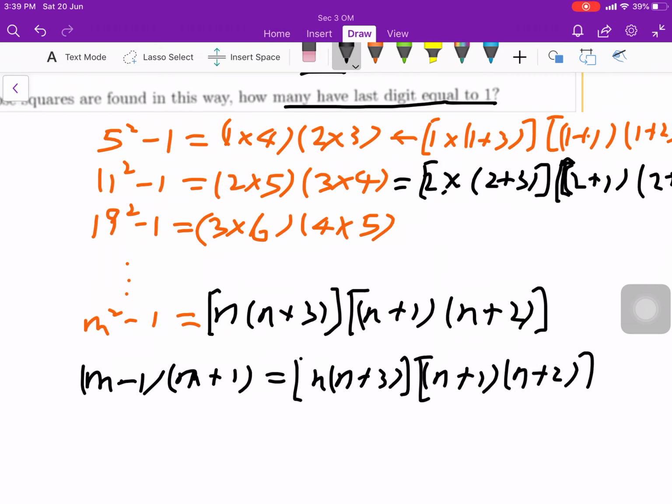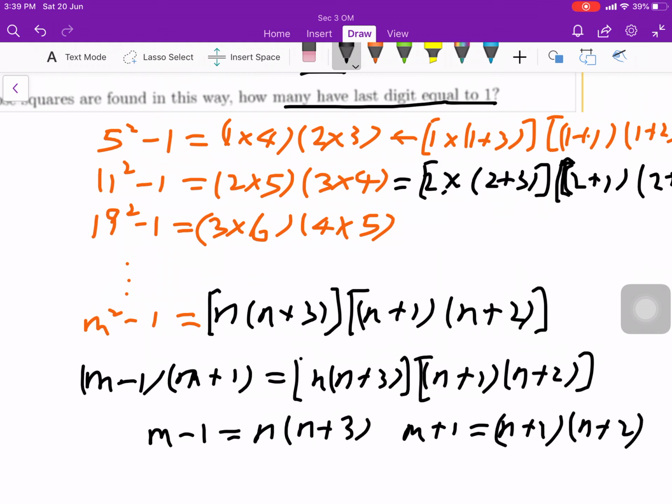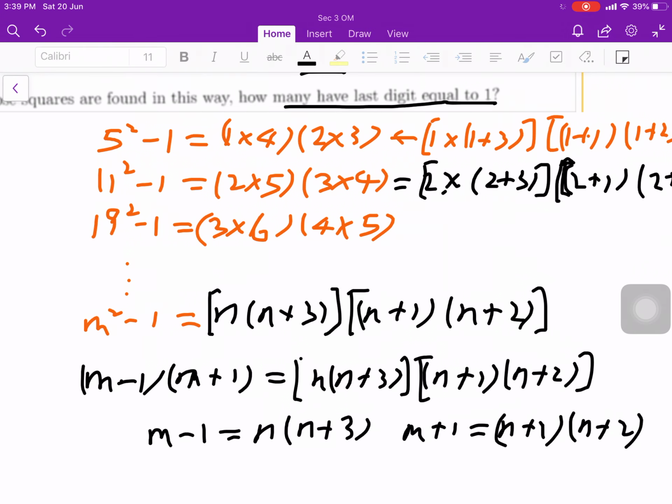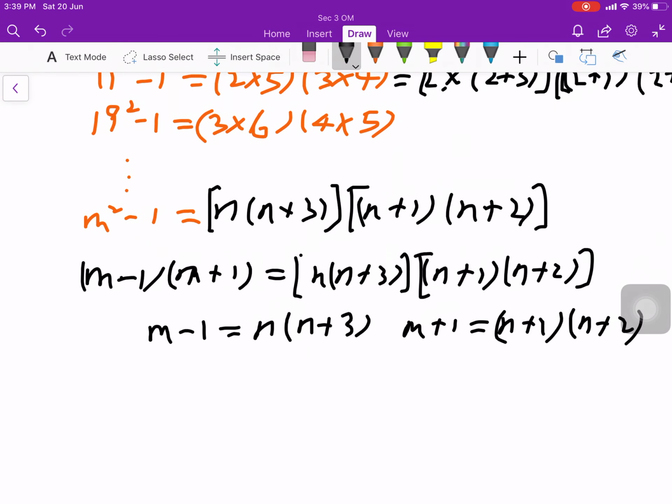Because I can do this, I can say that m minus 1 is equal to n times (n plus 3), then your m plus 1 is actually equal to (n plus 1) multiplied by (n plus 2). And I think this is correct, because when you do that, your m minus 1 is actually equal to n squared plus 3n, and then your m plus 1 here would be just n squared plus 3n plus 2.